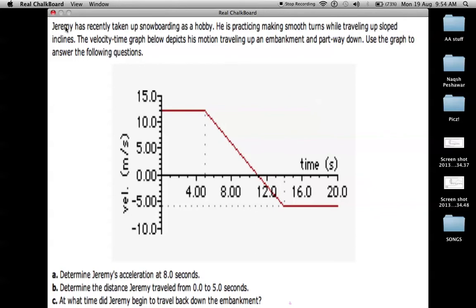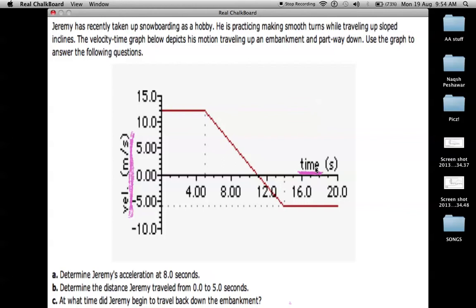Jeremy has recently taken up snowboarding as a hobby. He's practicing making smooth turns while traveling with slope inclines. The velocity time graph below depicts his motion traveling up an embankment and part way down. So he's moving up an embankment and then part way down. Use the graph to answer the following questions. So this is the graph, and as you can see, first of all, make yourself understand that this is a velocity time graph. So if you need to, do it 100 times, but be sure that you remember throughout the question that this is a velocity time graph.